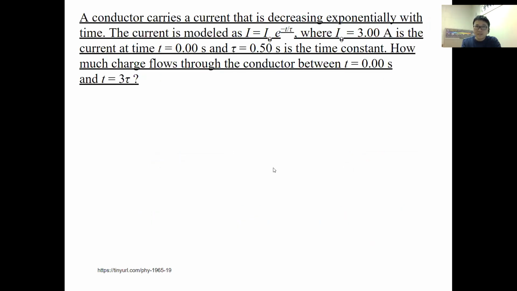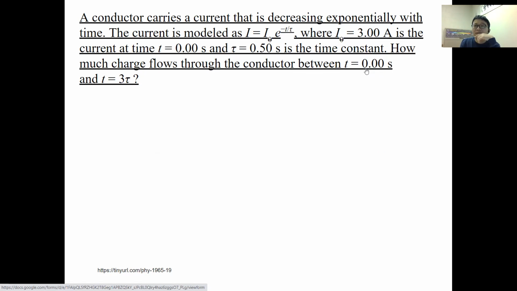All right. So first example here: a conductor carries a certain amount of current, and that is decaying exponentially with time. The current is modeled as I equal to I naught e to the minus t over tau, where I naught is 3.00 amperes, the current at time t equal to 0, and tau equal to 0.150 seconds is the time constant. So that's a constant number. How much charge flows through the conductor between t equal to 0 and t equal to 3 tau?